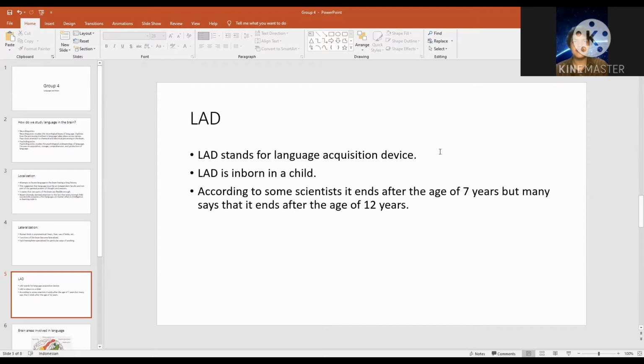LAD. LAD stands for language acquisition device. LAD is inborn in a child, and according to some scientists, it ends after the age of 7 years, but many say that it ends after the age of 12 years.